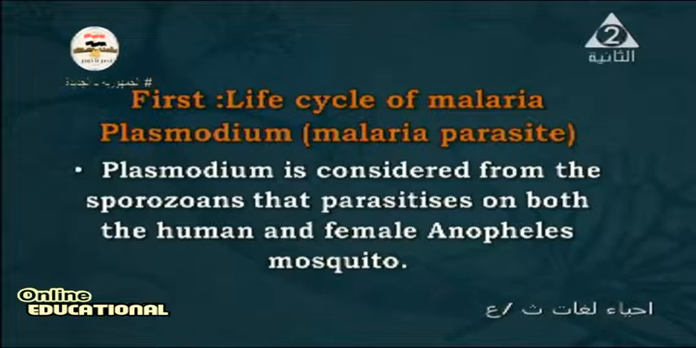First, the life cycle of malaria. Malaria or plasmodium, the malaria parasites. What is the plasmodium? Plasmodium is considered from the sporozoa that parasitize both humans and female Anopheles mosquitoes. Life cycle of malaria. Malaria is a disease. Okay, malaria is the disease, and it is caused by plasmodium. Plasmodium is a protozoan or sporozoan that parasitizes, meaning feeds or lives inside the human and the female mosquitoes.